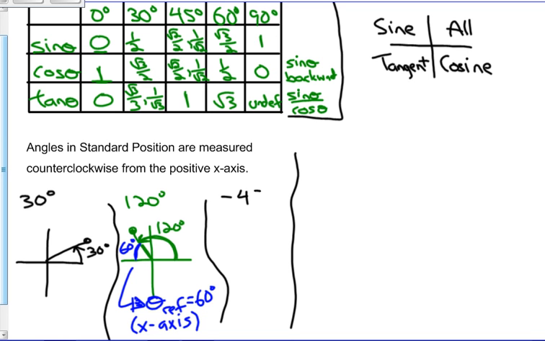If I wanted to make negative 45 degrees in standard position, positive angles move counterclockwise. Negative angles are going to move clockwise. So all I do is I move clockwise 45 degrees. That's what an angle in standard position of negative 45 would look like. And obviously, its reference angle is going to be 45. That's the angle that it's making with the x-axis.